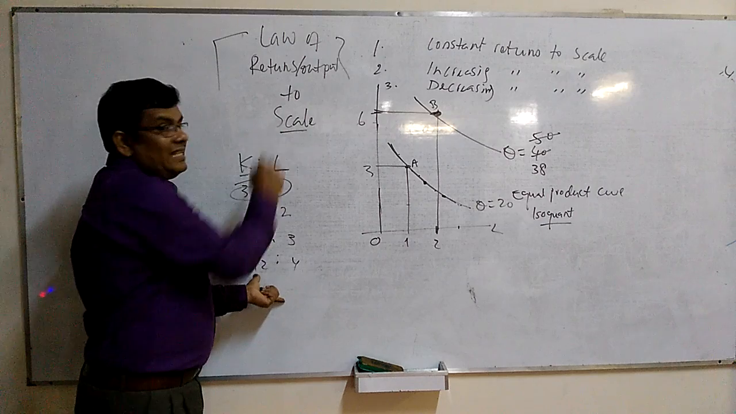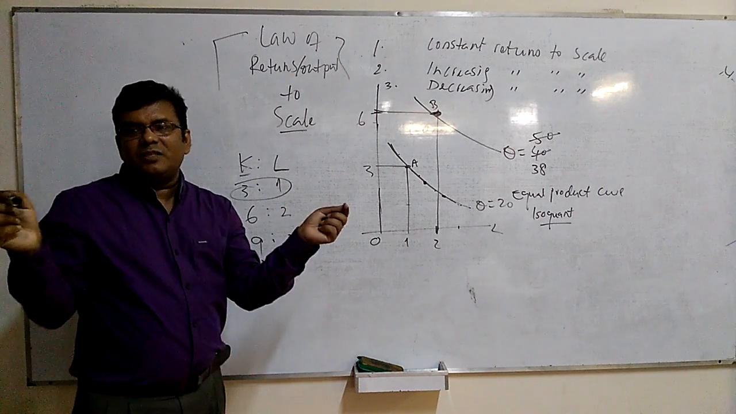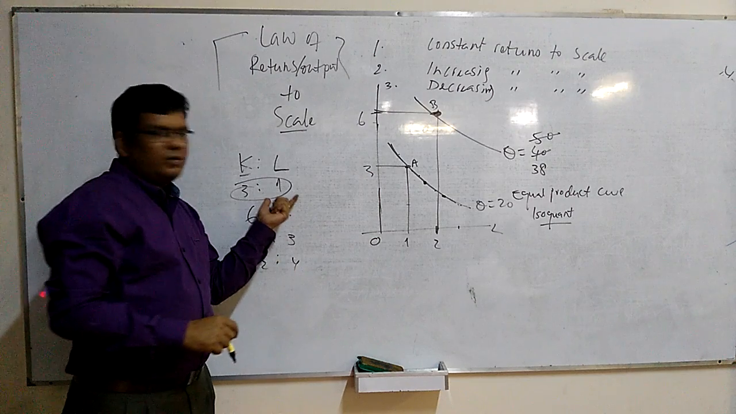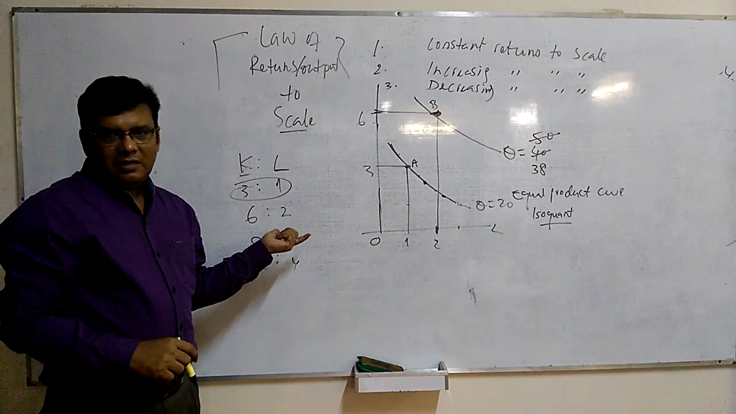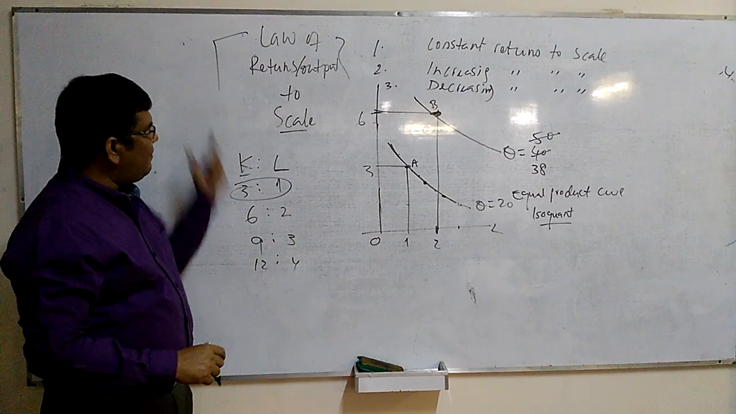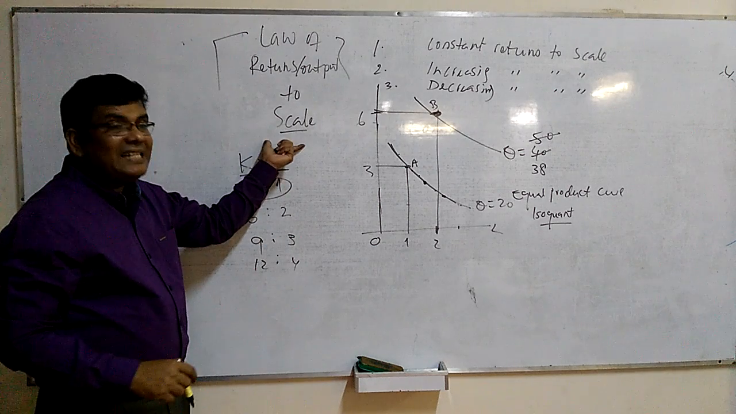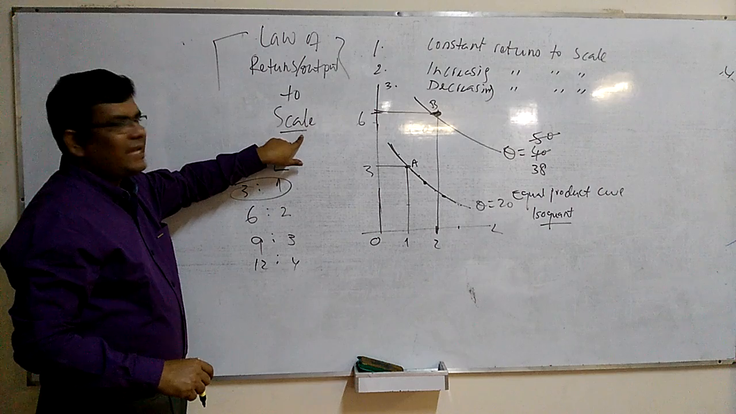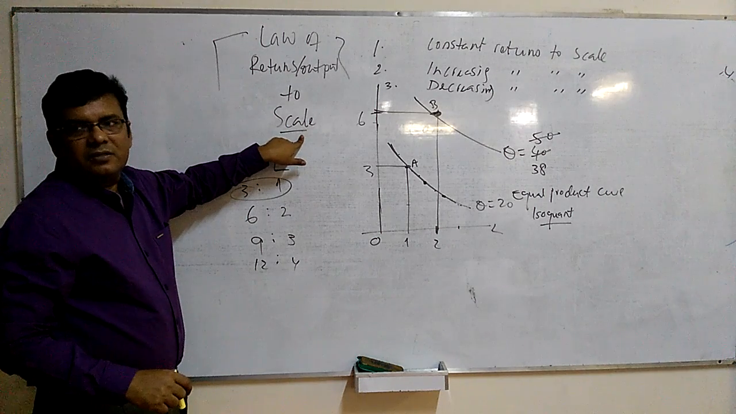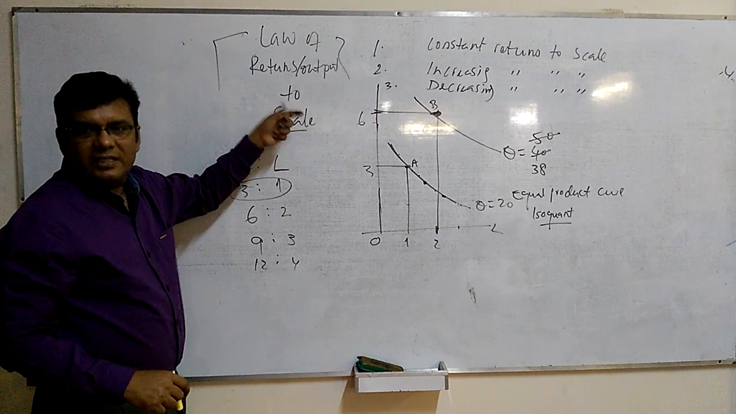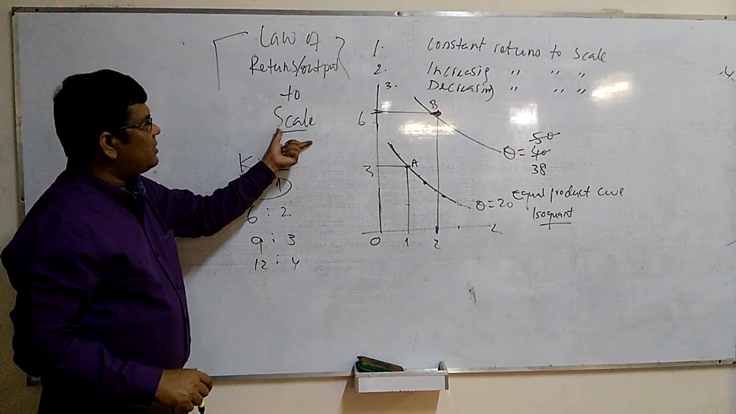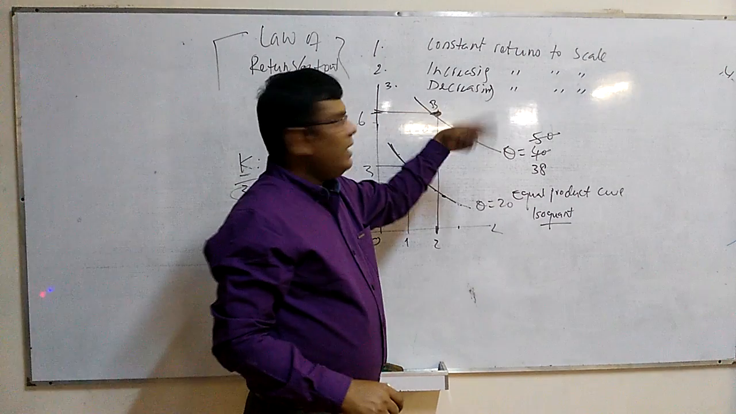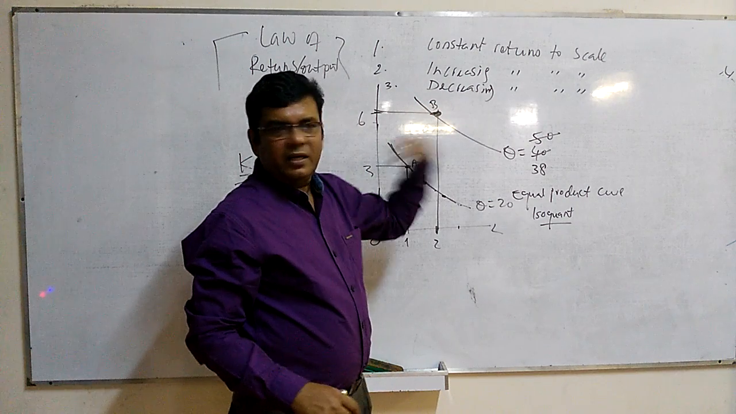Because we say scale change. Scale change means everything is changed proportionally. If I double the capital, I have to double the labor. So since everything is changed proportionally, that means scale change happened. What happens to returns if the scale of production is changed? This is called scale change in production. So if the scale of production changes, these three situations happen. It can be constant returns, it can be increasing, it can be decreasing.